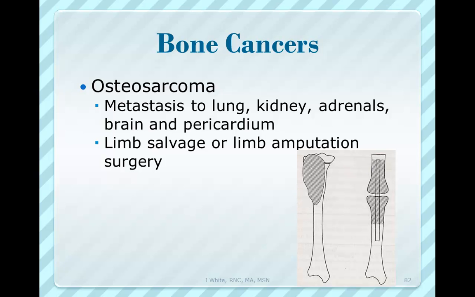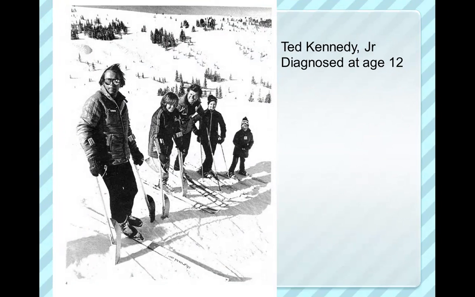They may choose to do limb salvage, or they may amputate. Here you see an example of limb salvage where they've gone in and removed the cancerous part of the bone and replaced it with a rod that's stable to connect the two pieces of the shaft. Amputation might be a possibility. The child will be treated with chemotherapy.